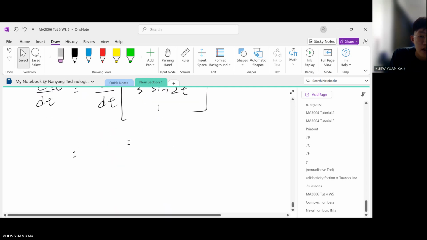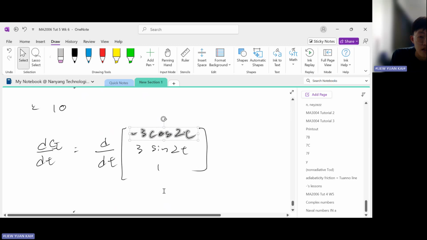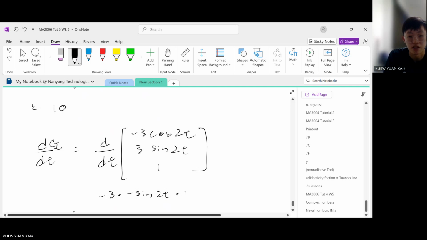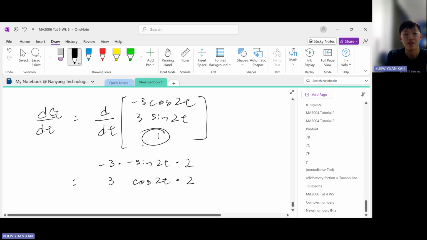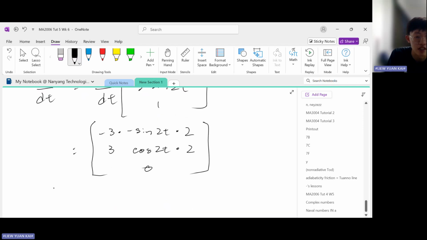So let's differentiate this with respect to t. Negative 3 is just a constant. Differentiation of cos is minus sine. Then don't forget, multiply by the differentiation of the inside because of chain rule. Next, differentiation of sine is cos, and then don't forget to multiply by the differentiation of the inside, also because of chain rule. And then derivative of a constant, 1 is just a constant, it's just 0. Okay, so now you simplify this to get your dg dt.